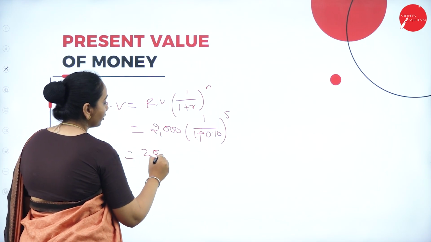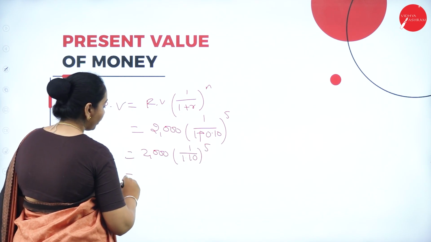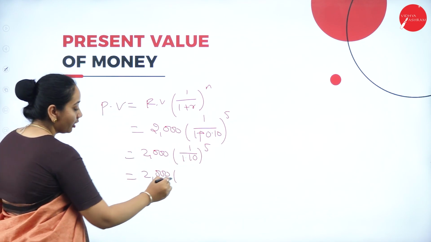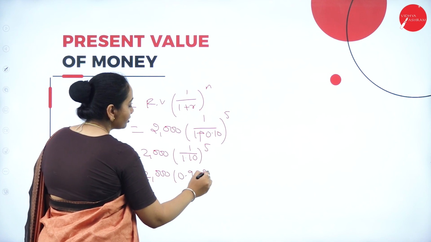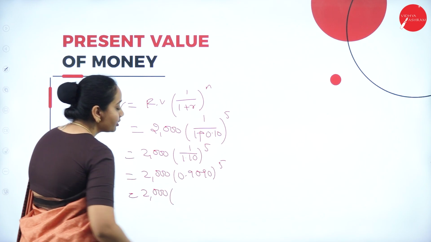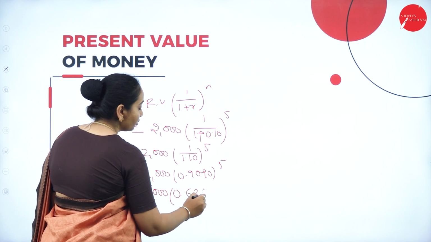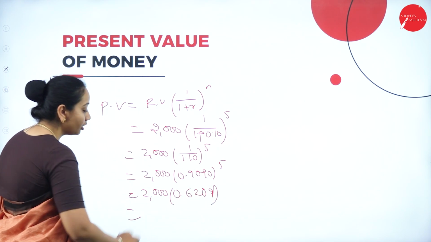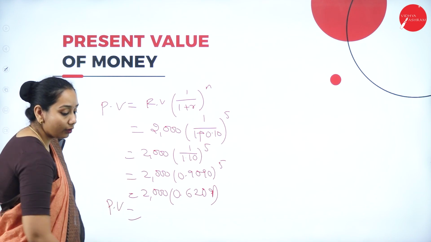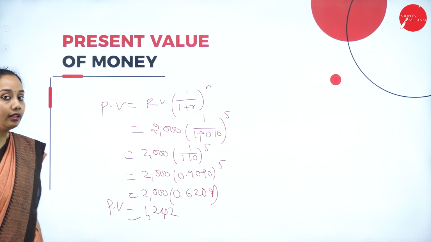So 2,000 into 1 divided by 1.10 to the power of 5. 1 divided by 1.10 will get 0.9090 to the power of 5. So 2,000 into 0.9090 to the power of 5 will get 0.6209. So 2,000 into 0.6209, the present value will be 1,242. So this is how we calculate the present value.